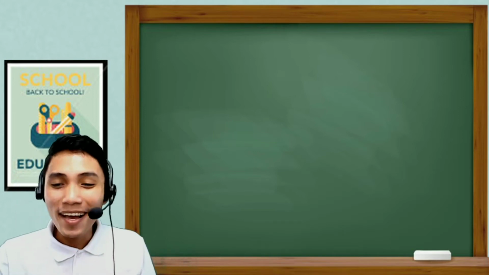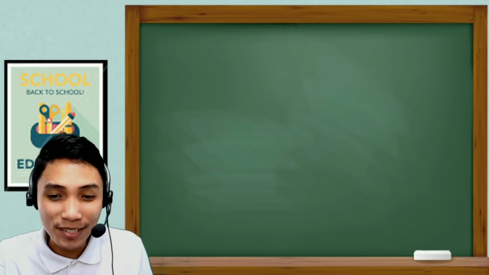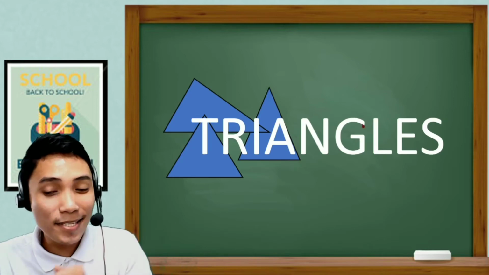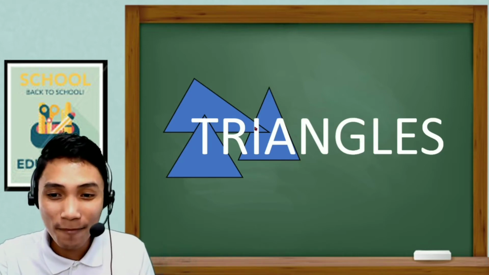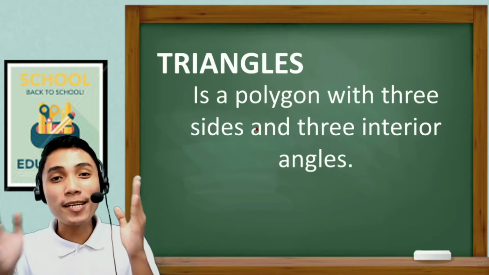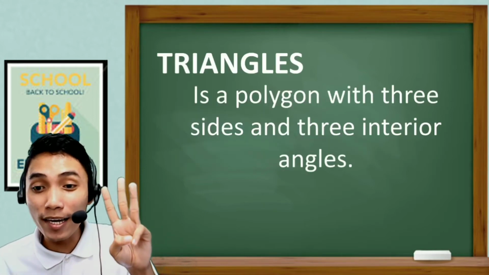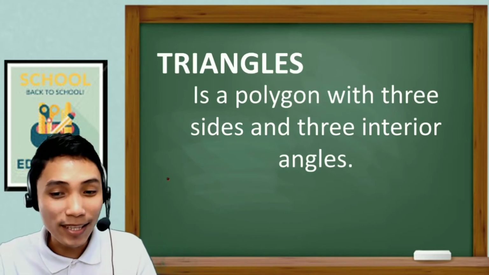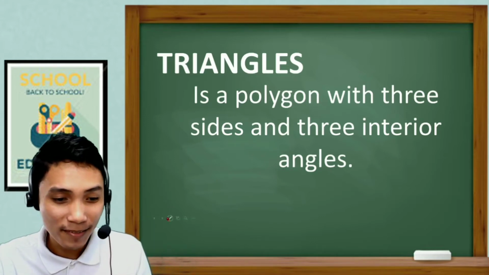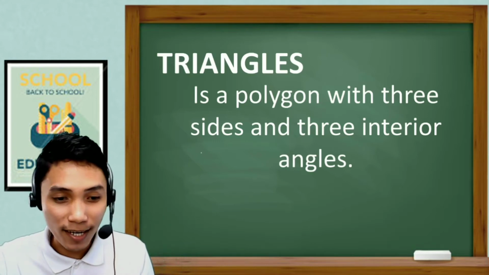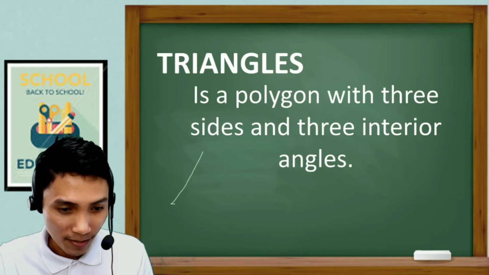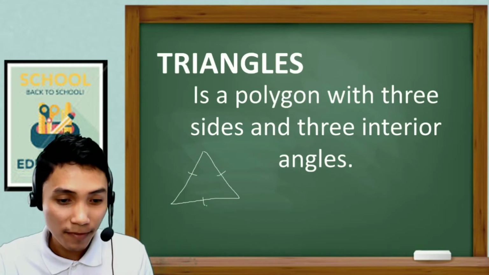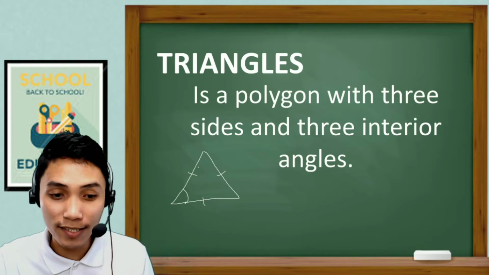That's great. Okay, now our lesson for today is about triangles. Let's define first triangles. A triangle is a polygon with 3 sides and 3 interior angles. Now, let's draw a triangle. We have here a triangle. So it has 3 sides and it has also 3 interior angles.